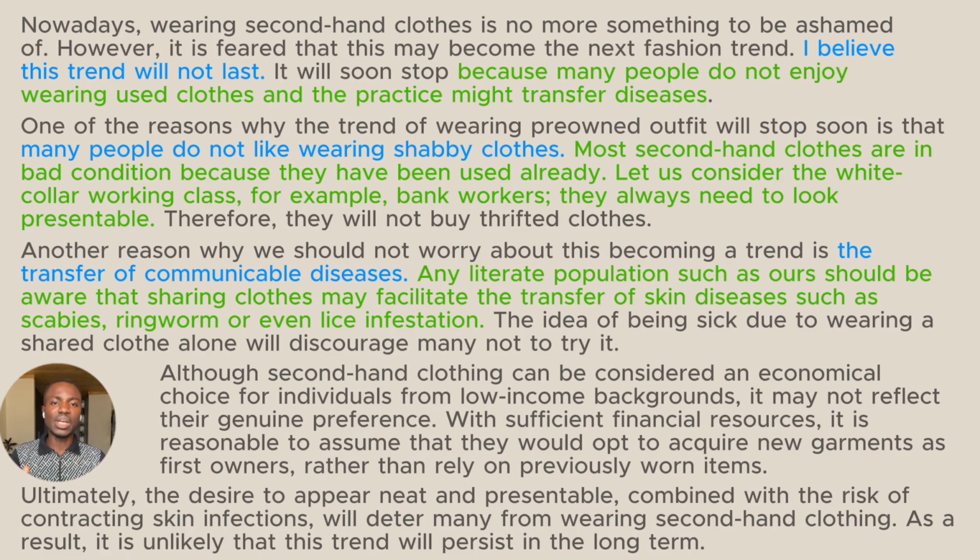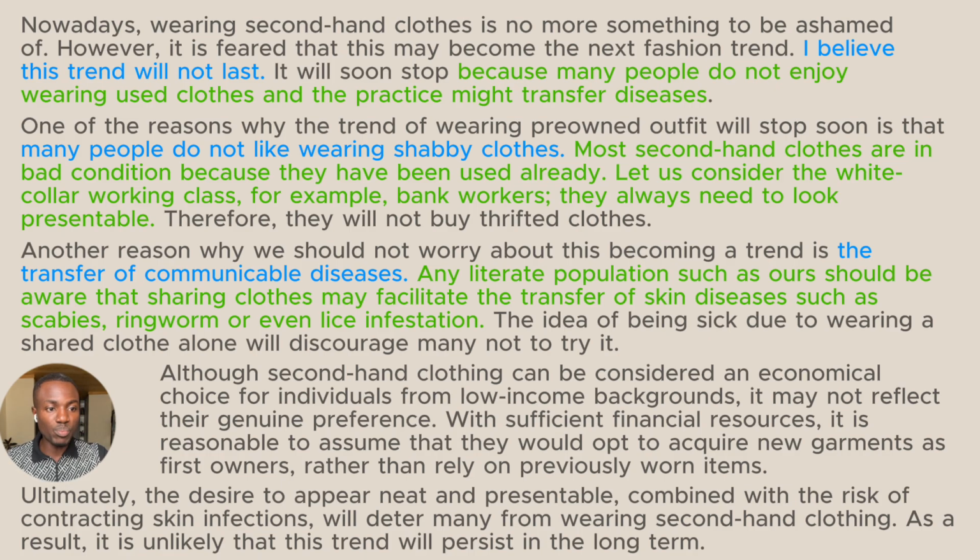You remember in our introduction, we said this trend is not going to last. In our conclusion, we said it is unlikely that this trend will persist in the long term. So it is the same thesis statement that we mentioned in our introduction that we restated in our conclusion. Now, in our first body paragraph, the point we were making is that many people do not enjoy wearing used clothes. And you remember we gave an example saying that people like those who work in the bank always want to look presentable. Therefore, they are not going to go for shabby clothes. So this is what we restated here in our conclusion.